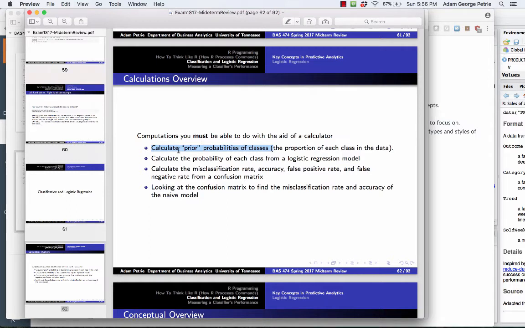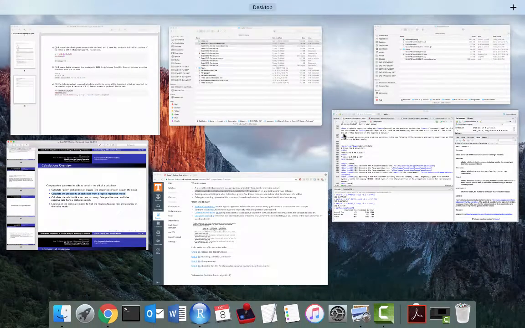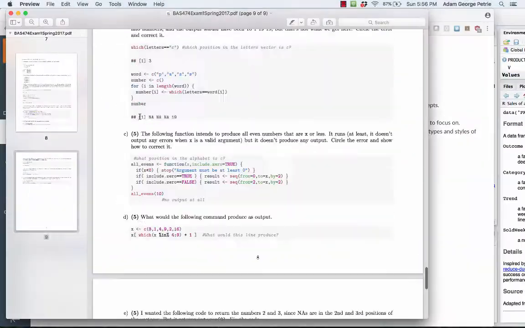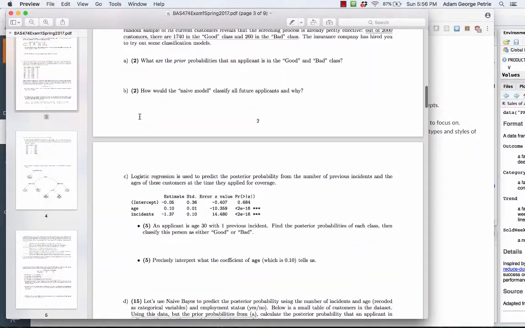But you need to be able to do that, and you need to be able to do that from the confusion matrix. Also, like what you've done on the activities and on the homeworks, is to calculate the probability of each class from a logistic regression model. What's a question like that going to look like? Well, you might see something like this.